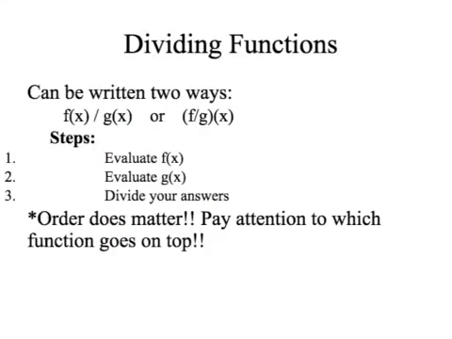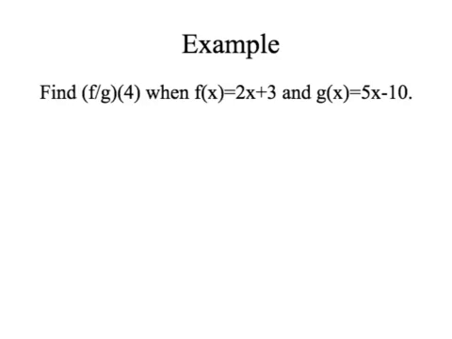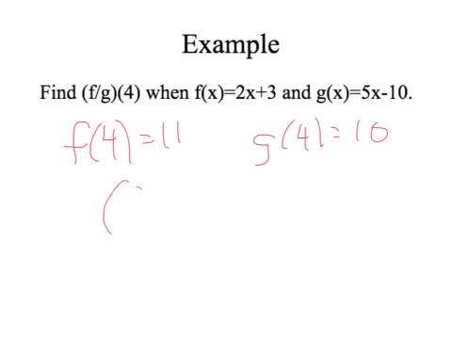Dividing functions, do the same thing. Find your f, find your g, divide, make sure you pay attention what function goes on top. So in this case, both of these, my f would go on top, my g would go on bottom. Still using the same functions we've already solved for. So f of 4 was equal to 11. g of 4 was equal to 10. So to do f divided by g of 4, we would do 11 divided by 10. Now that doesn't come out even, doesn't reduce, so just leave it as a fraction, just like we did in equations.